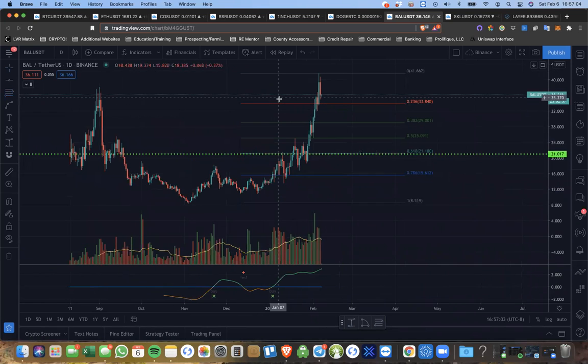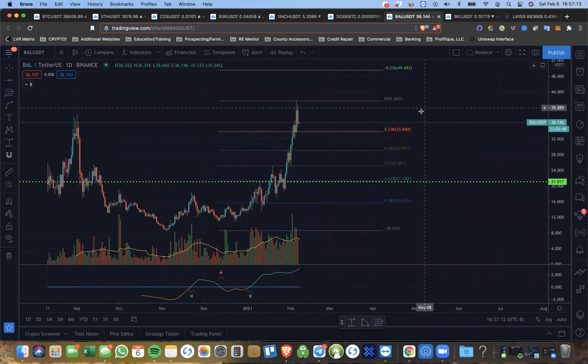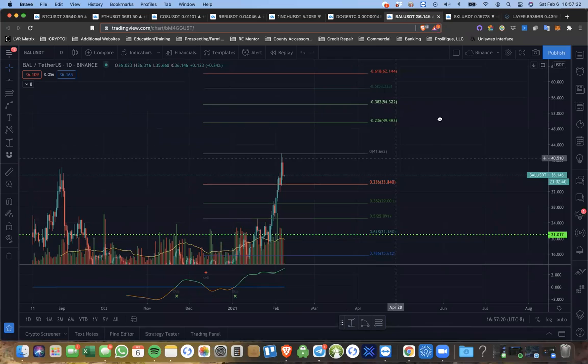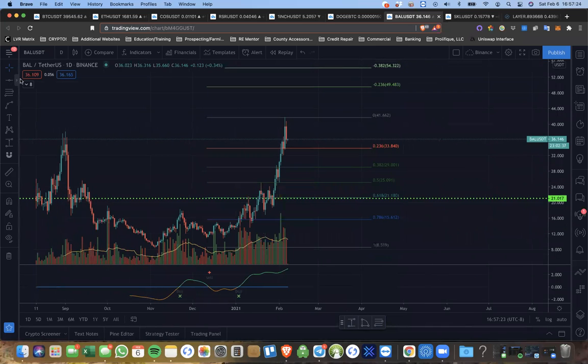And you can see market structure right here, just about on the 236. This is just above the 236. If you had to, you could just buy in right now. Set your stop loss below this, right? But you could buy right now. And since it broke through, this is what we'll do.